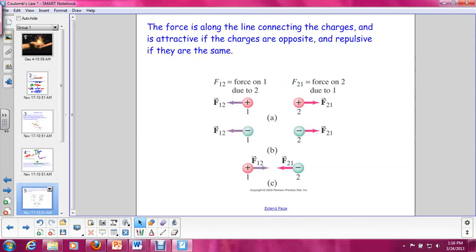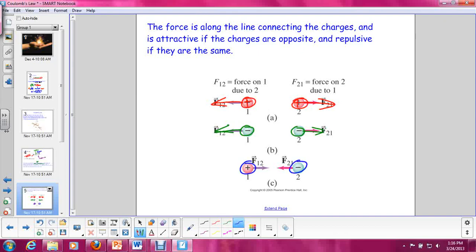Your pictures are going to be really simple. If you have two positive charges, you know that they are going to repel and move away from each other. If you have two negative charges, these are also going to repel and move away from each other. And if you have a positive and a negative, opposites attract. They are going to move toward one another. And that's basically the gist of what you are going to be doing in terms of drawings.